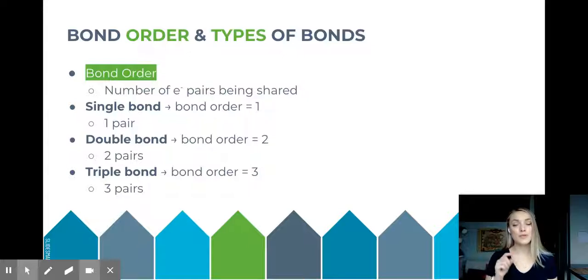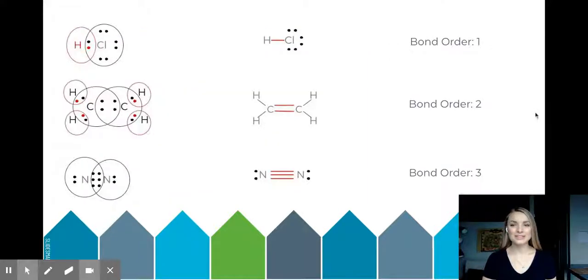It's very important to remember that the bond order is dictated by the number of pairs of electrons that are being shared, not the number of electrons being shared. Pairs of electrons being shared. Here we can see different examples of how to represent single, double, and triple bonds.